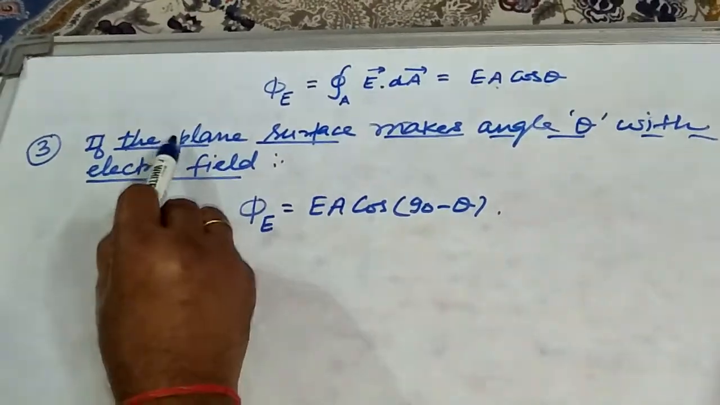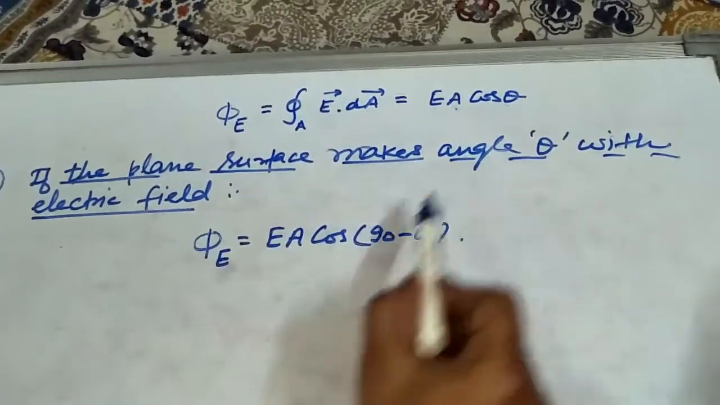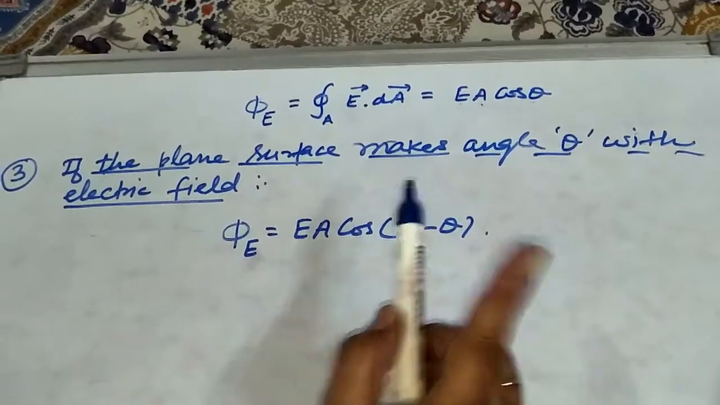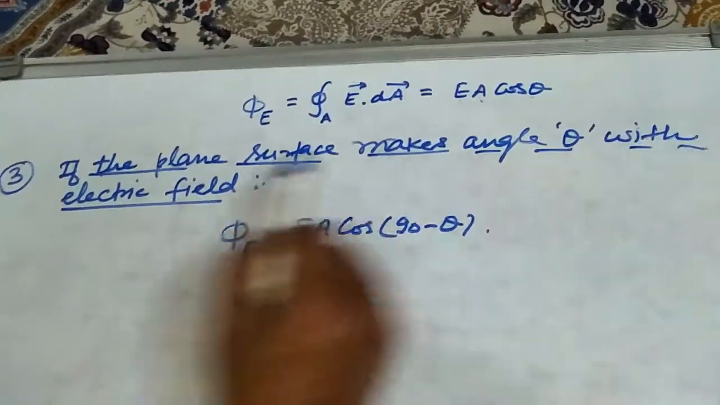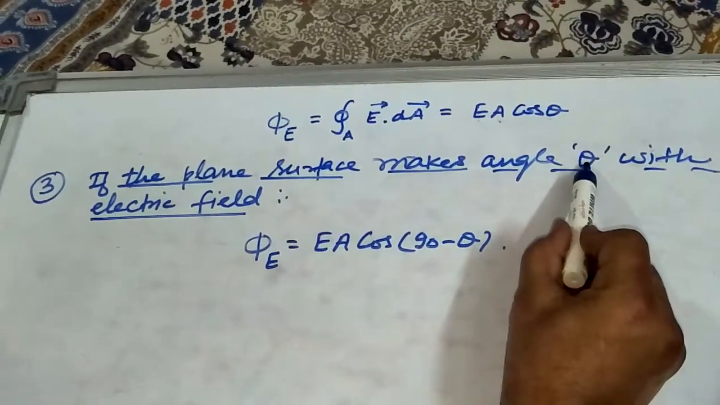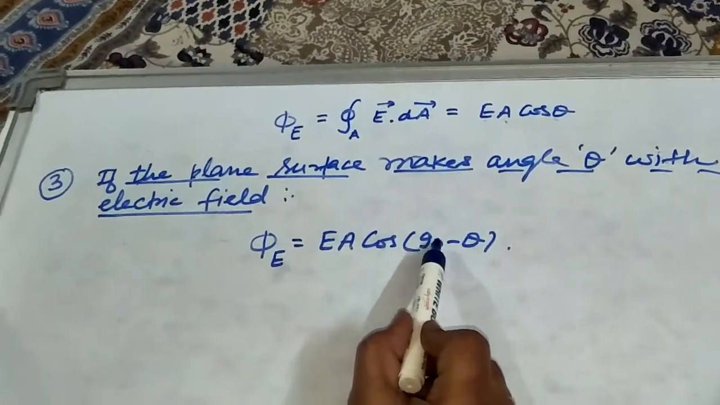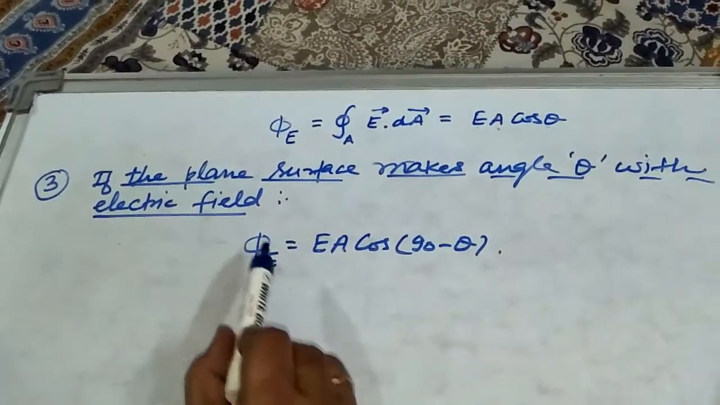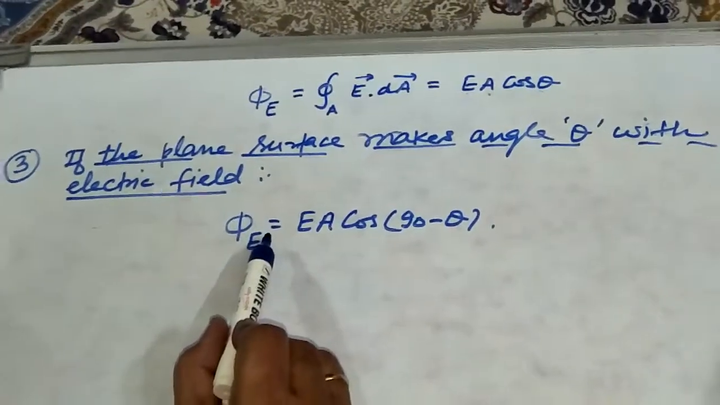For example, suppose the plane surface makes angle 90 degrees with the electric field. When theta becomes 90, then 90 minus 90 means this becomes cos 0 degree, which is already the first case. And if the plane surface makes angle 0 degrees with the electric field, meaning parallel, then you take theta equal to 0, so phi is equal to EA cos 0, and cos 0 is equal to 1. So simply, if the plane surface makes angle theta with the electric field, then you can find the electric flux through that surface. Phi is equal to EA cos (90 minus theta).